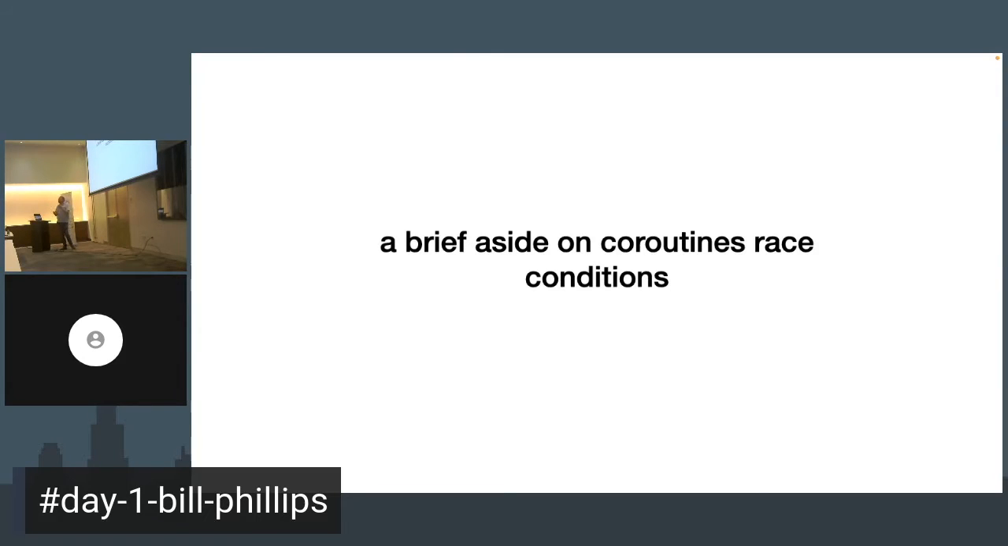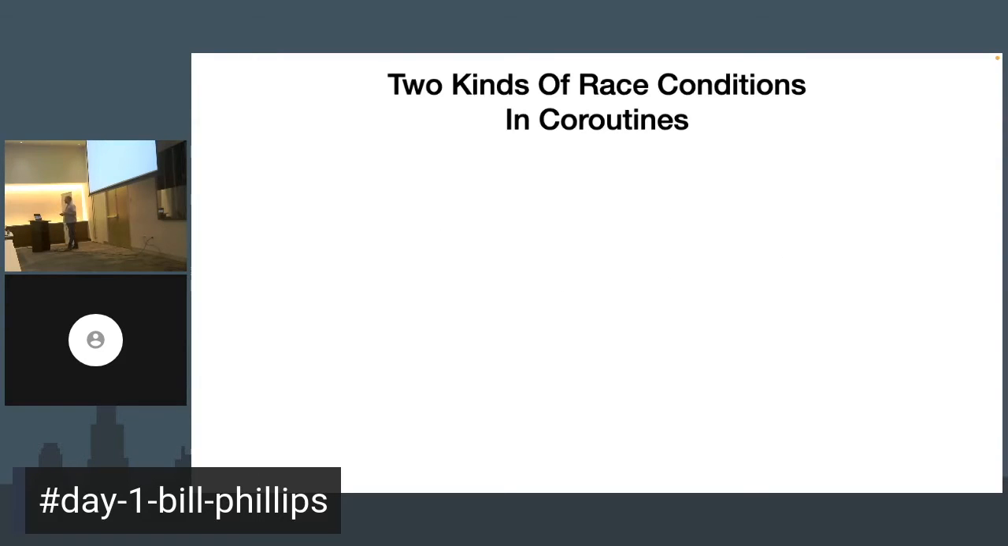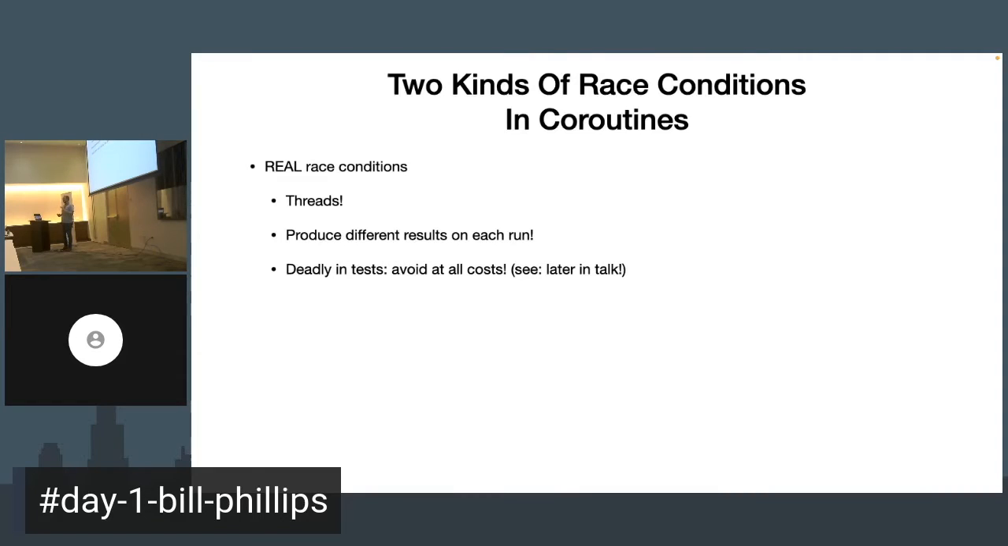The important thing that I want to touch on just briefly is that when we're working with coroutines, there are two different kinds of race conditions that can ruin your day to varying degrees. The first kind is what I call a real race condition. A real race condition involves threads usually. It produces potentially different results each time you run it. Maybe it gives you different results on CI than it does locally. And these are absolutely deadly in tests. I'll talk more about it later on in the presentation, but for now just know these are poison you don't want in your code base.